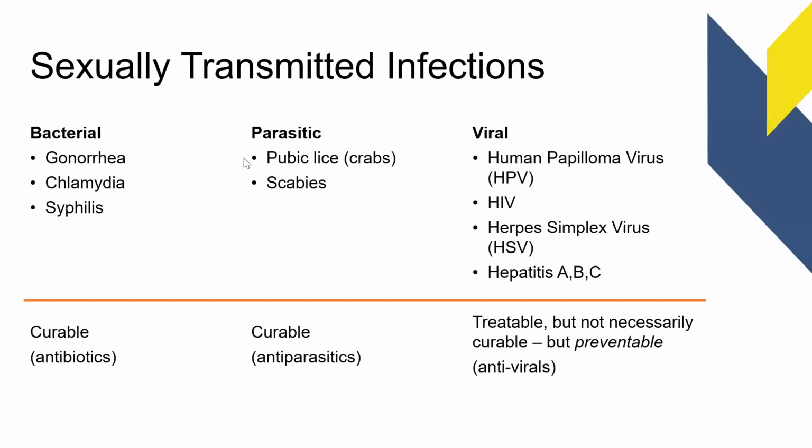All right, STIs. Sexually transmitted infections include those that are bacterial, parasitic, or viral. They also have varying treatment and success with treatment. For example, bacterial and parasitic infections can be curable using medication. Viral, some are treatable, not necessarily reversible. HIV, right? Hepatitis, all right, good.